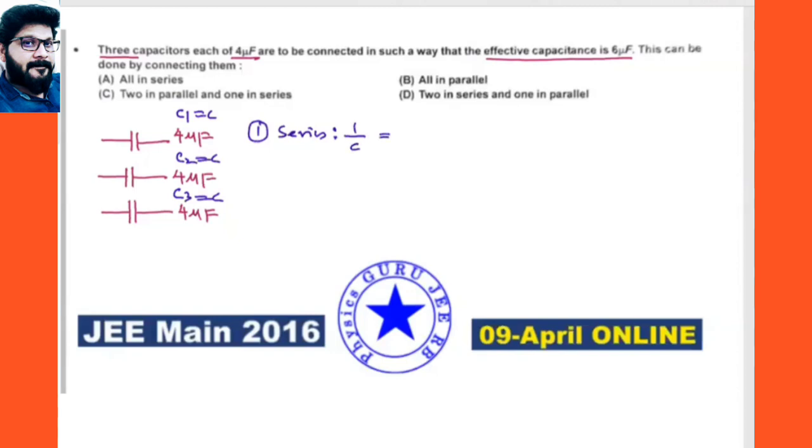1 by C equals 1 by C1 plus, that is, in series, if I take 1 by C plus 1 by C. Right. So 1 by C series is equal to 3 by C, or C series is equal to C by 3. C by 3 means 4 divided by 3 microfarads, which is not possible because we want an effective capacitance of 6 microfarads. So this option, all series, is wrong.